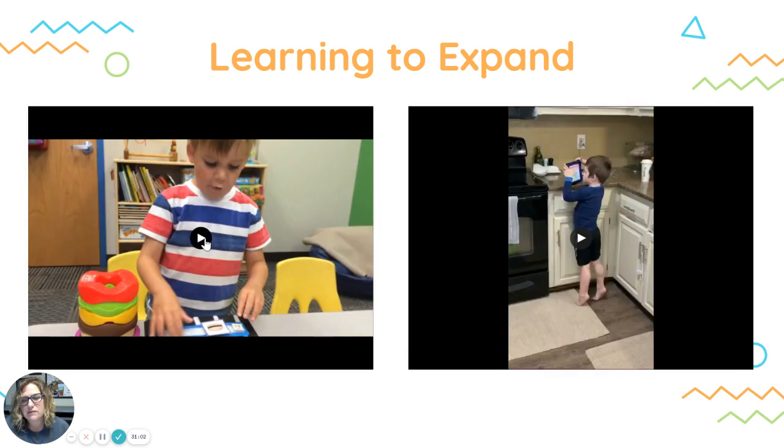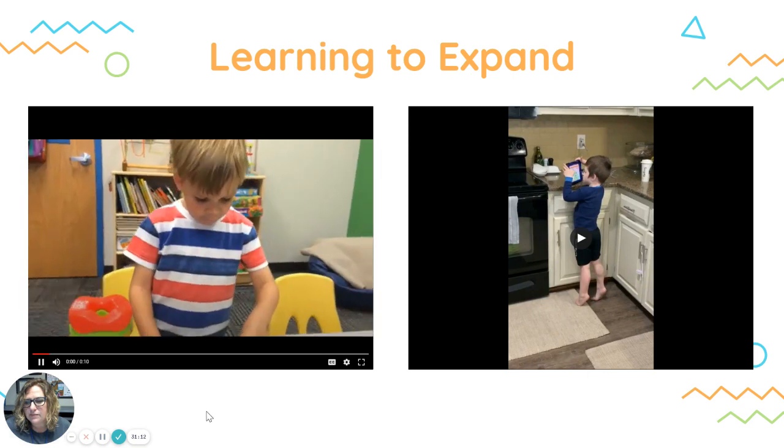So here's some examples of some kids. On the left is an individual who's starting to combine using his PECS book. He's now in phase 4 of PECS. Here he is.